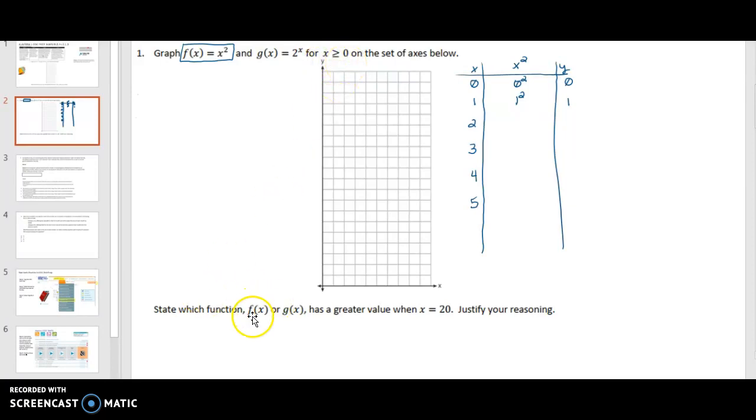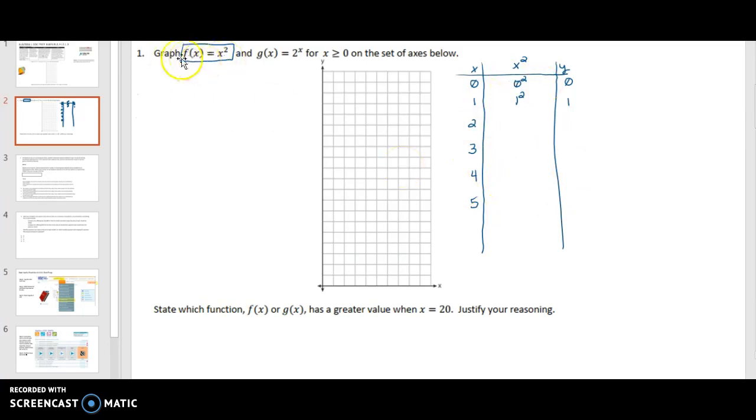State which function, f of x or g of x, has a greater value when x equals 20. Justify your reasoning. So justify your reasoning can mean a couple of things. Either you can show it via graph or you can show it algebraically. So I began to show it algebraically and then we're going to use that to graph it.